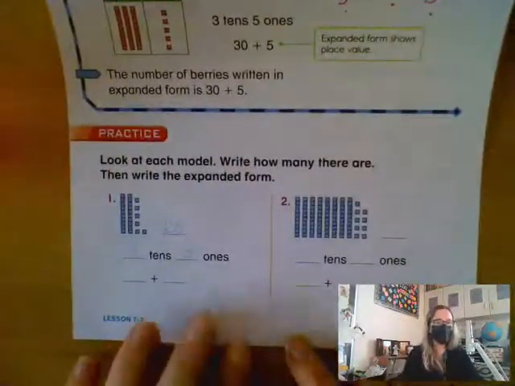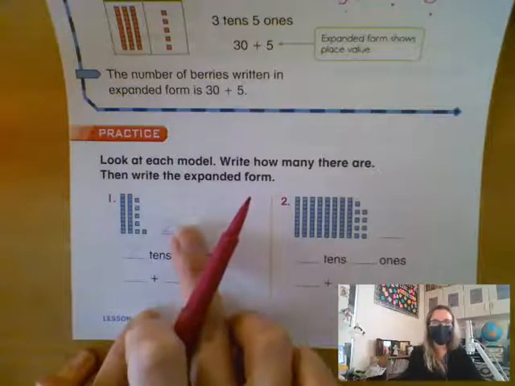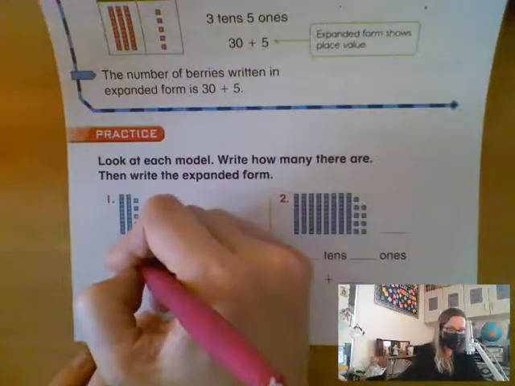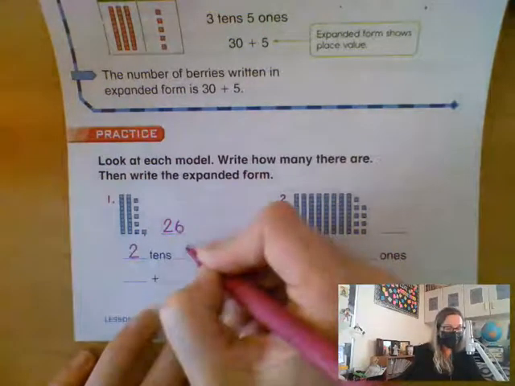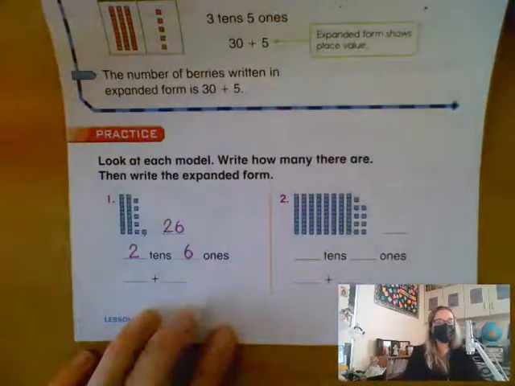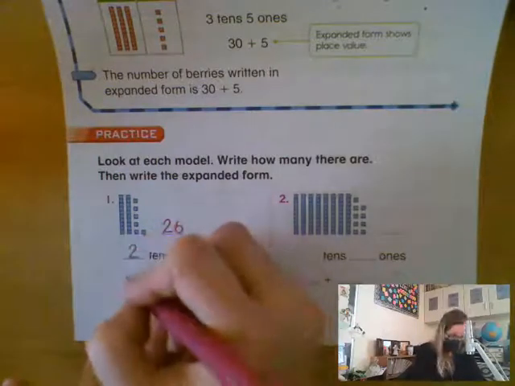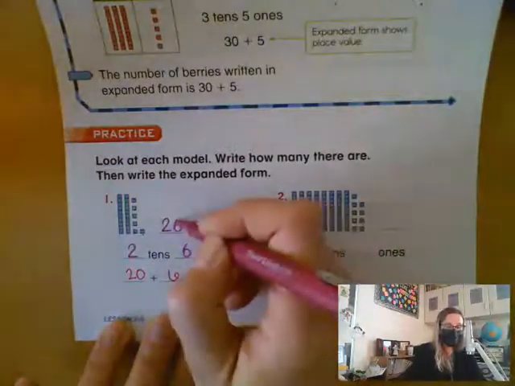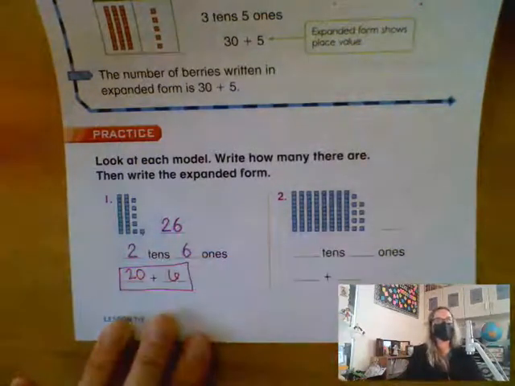So let's look down now in the practice area. Number 1, they've started for us. It says, look at the model and write how many there are, then write the expanded form. So I have 1, 2 tens, so I'll put 2 here and 2 here for 2 tens. I have 1, 2, 3, 4, 5, 6 ones, so I'll put my 6 here, 2 tens and 6 ones there. Literally, I know that 2 tens is what number? What value, Victoria? 2 tens is 20 plus 6 ones. So 20 plus 6 equals 26. This is expanded form.